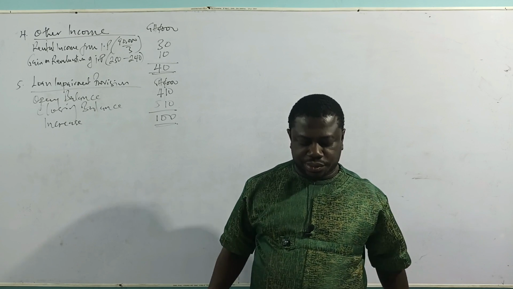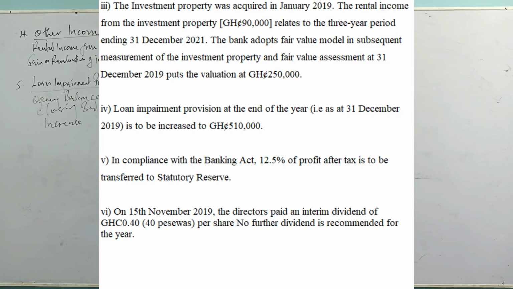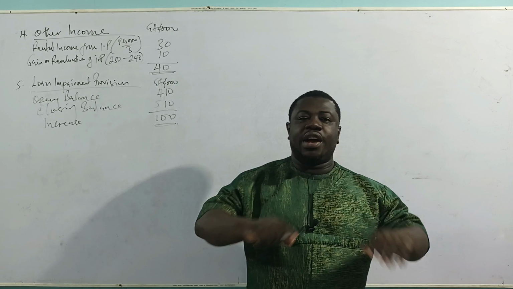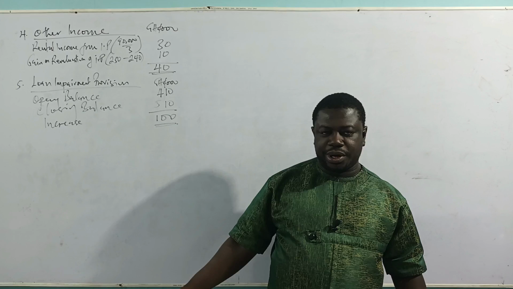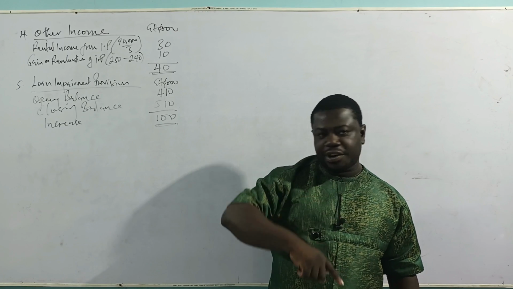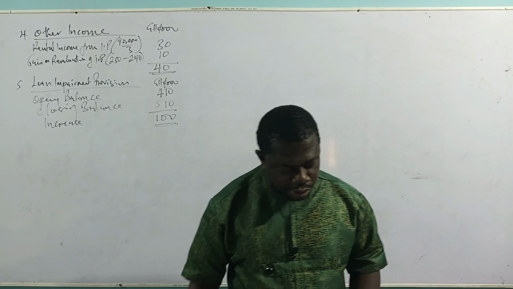So please take note. We move to the next additional information, which says, in compliance with the Banking Act, 12.5% of profit after tax is to be transferred to statutory reserve. We cannot do any working on that now, except we get to the changes in equity and we already have the profit after tax. So we move on.